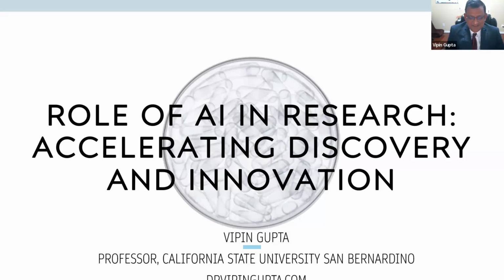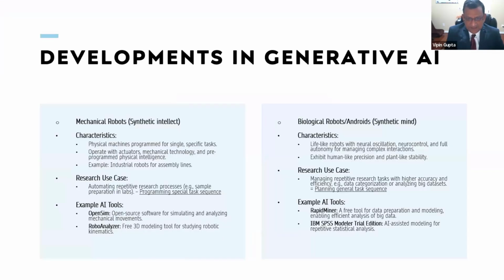Thank you very much. So good evening, everyone. The topic that we are going to discuss today is the role of artificial intelligence in research and accelerating discovery and innovation. So I thought that first, let's try to understand what AI is. There are four phases of generative AI.